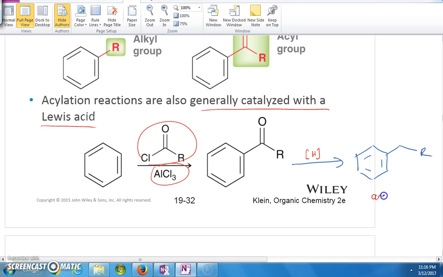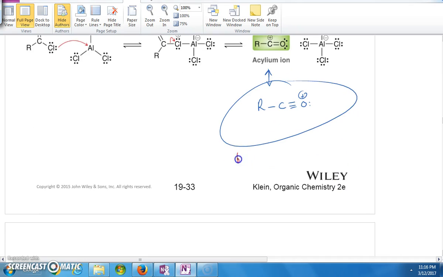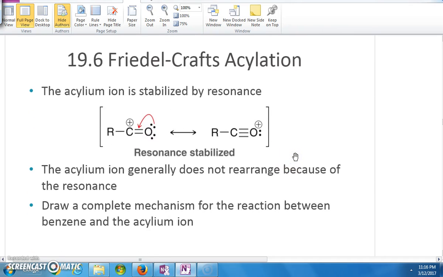Okay. Now, one good thing about this is that this reaction proceeds through an acylium ion, and this is not prone to rearrangement. It does not rearrange, and because it does not rearrange, it yields just one product. Okay, so you don't have multiple products. Now, the reason why it doesn't rearrange is because, of course, the acylium ion is resonance stabilized, and as a result, it does not rearrange. Okay.